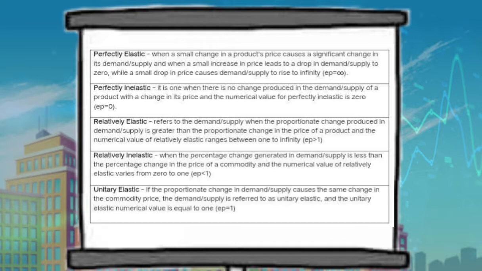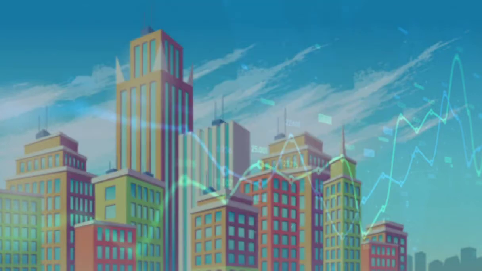Relatively inelastic is when the percentage change generated in demand or supply is less than the percentage change in the price of a commodity, and the numerical value of relatively inelastic varies from 0 to 1. EP is less than 1. Unitary elastic is when the proportionate change in demand or supply causes the same change in the commodity price. The demand or supply is referred to as unitary elastic, and the unitary elastic numerical value is equal to 1. EP is equal to 1.